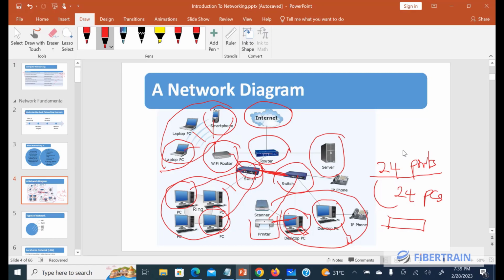Okay, so we take it a step at a time, but this is a high-level network diagram that captures all the things we've been saying all this while. So now let's look at the different types of network that we can build.